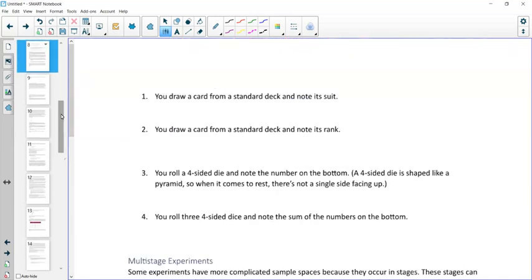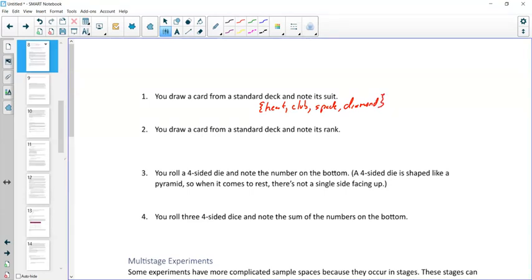You draw a card from a standard deck and note its suit. So, what are the suits of a standard deck? We have heart, club, spade, and diamond. So that is our sample space.